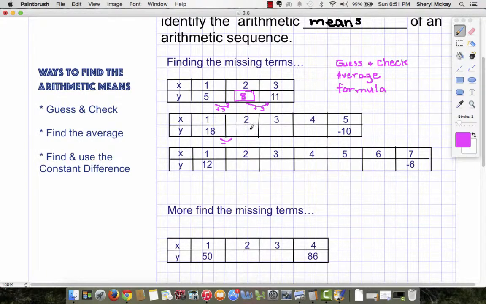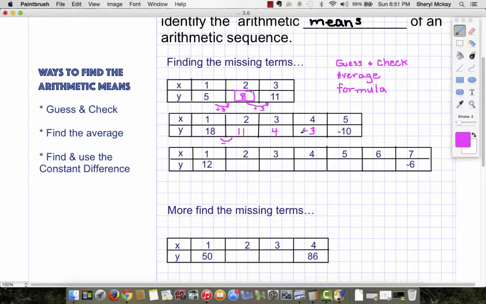I could also perhaps do an average. So if I take 18 and negative 10, that gives me 8. And when I divide that in half, that gives me 4. So maybe that's my middle term right there, that my middle term is 4. And then I could take the average of these two. 18 and 4 is 22. Divided by 2 would be 11. And then the same here, 4 and negative 10, when I add those two together, that gives me negative 6. Divided by 2 gives me negative 3.